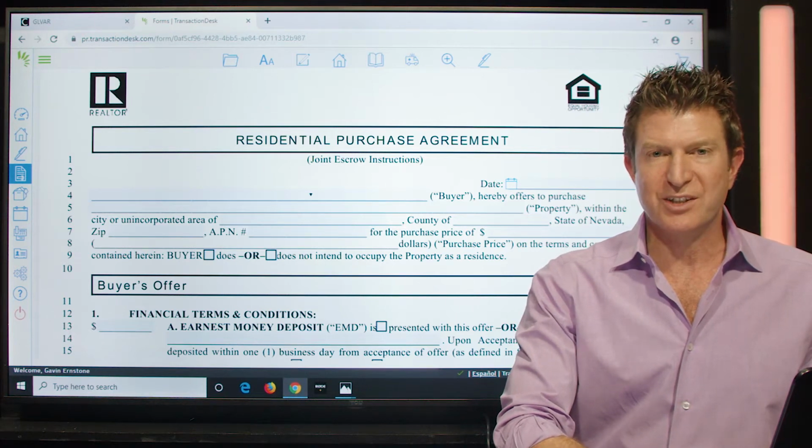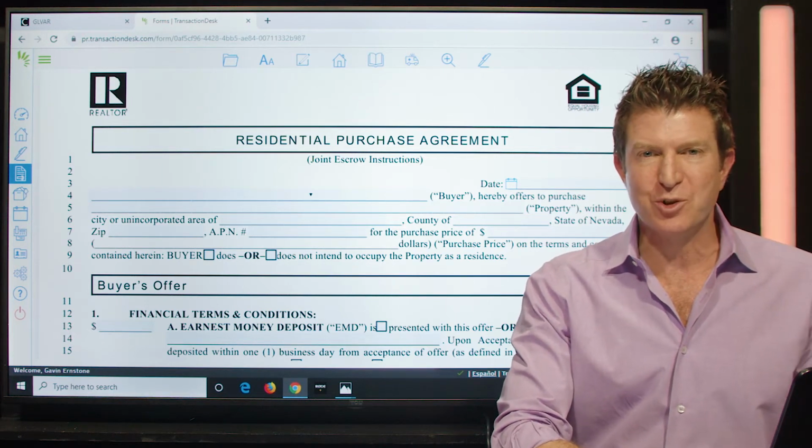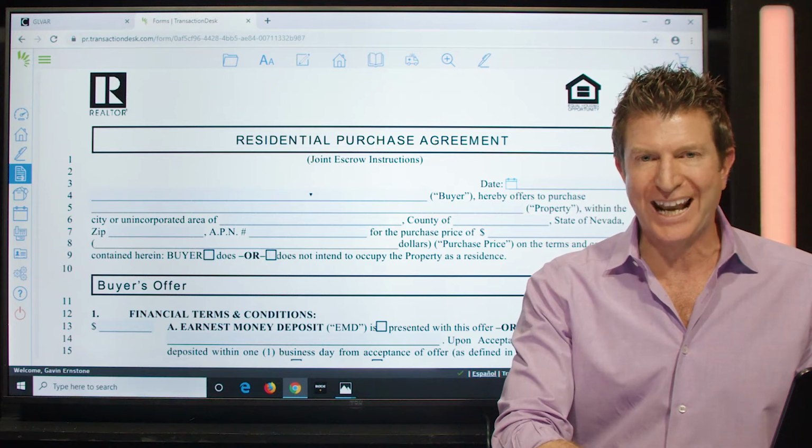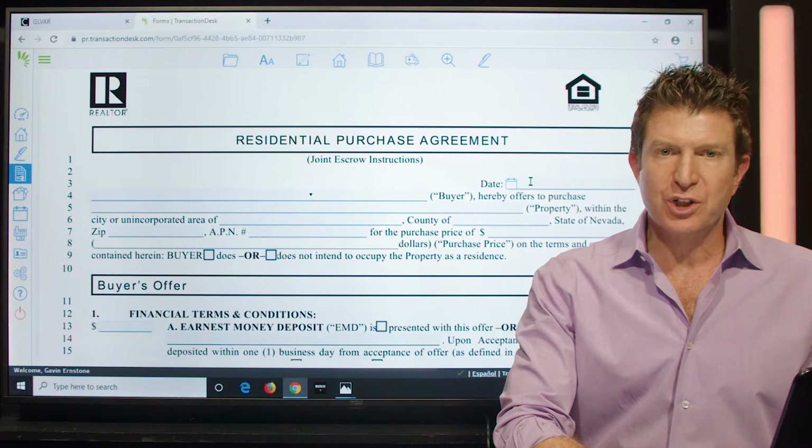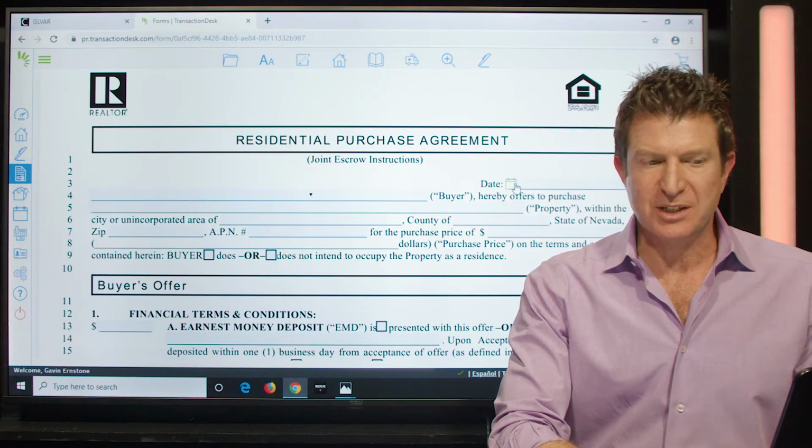Important to remember, this is for houses. This is a residential purchase agreement. There is a separate vacant land purchase agreement if you are doing vacant land. Starting off at the top of the form, obviously the date is going to be today's date.